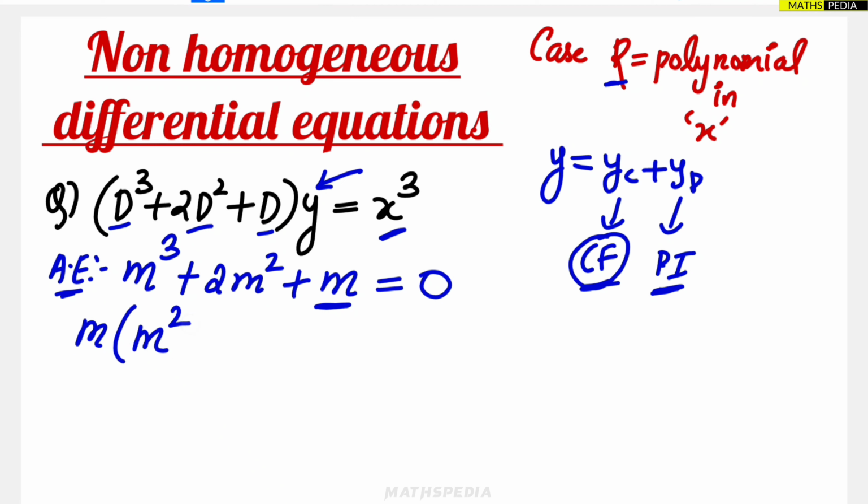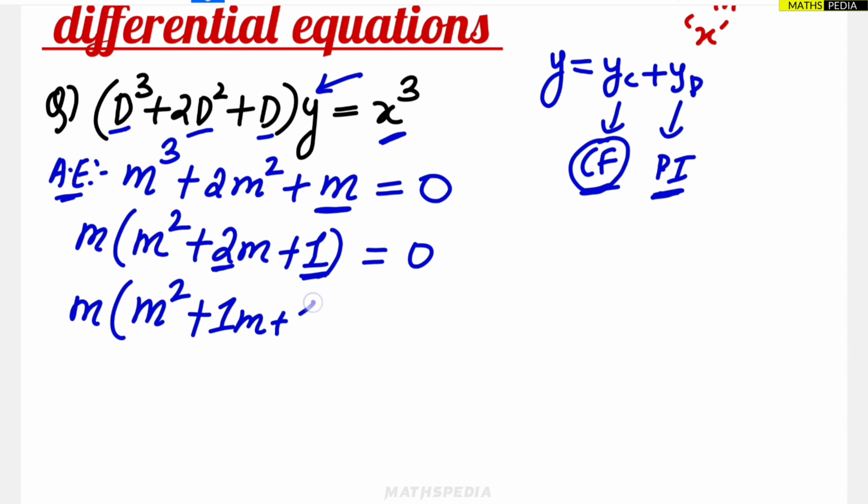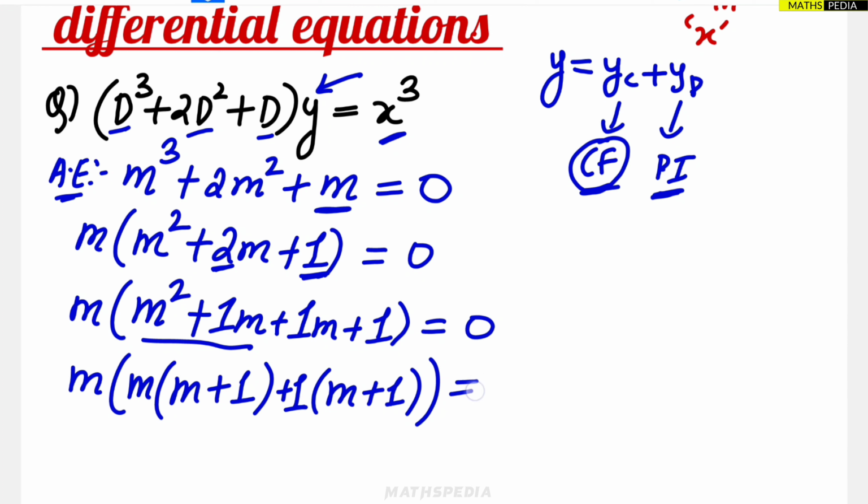So if you take m, it will be m square plus 2m plus 1 is equal to 0, right? Now if we solve this equation inside the bracket by splitting the middle term, you will be getting m square plus 2m plus 1. When you add two numbers you should get 2, when you multiply you should get 1. So I have to use 1m plus 1m plus 1 equal to 0. So from m square and 1m, what will be the common term? m I can take common from these two, m plus 1 will be remaining. Here also it should be m plus 1, so outside it should be plus 1 equal to 0.